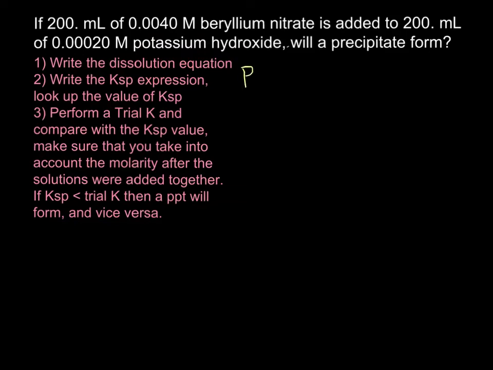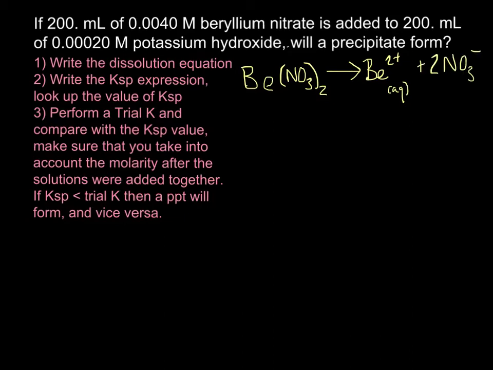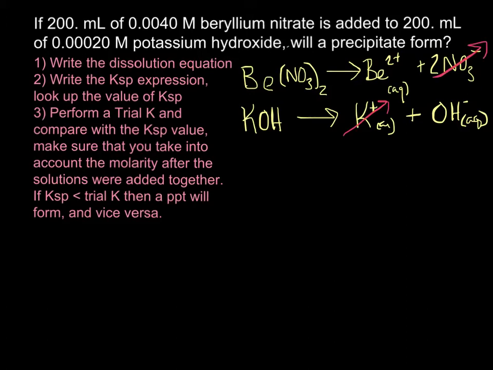So we have beryllium nitrate, Be(NO3)2, which is completely soluble. So I'm only going to do a one-sided arrow, turning into Be2+ aqueous plus 2 nitrate ions. And we're just going to basically ignore those. And then we have the potassium hydroxide dissolving completely into potassium ions and the hydroxide ions. And once again, we're just going to ignore the potassium because it's a spectator ion. So that's going to be a spectator, that's going to be a spectator, and we're basically ignoring them.